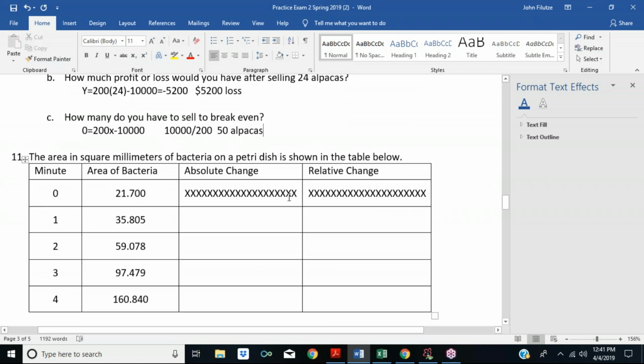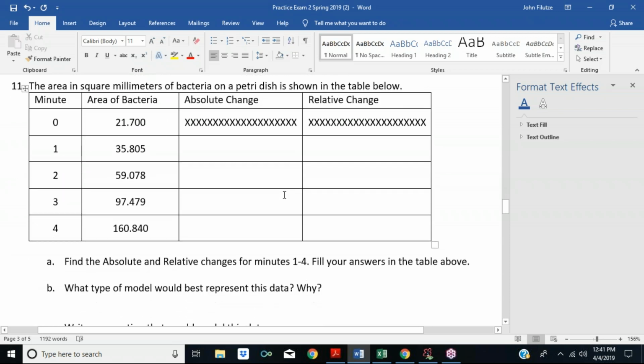Okay, so that's the linear equation stuff. Number 11 is about the exponential model. So I'm just going to remind you how we get these values.